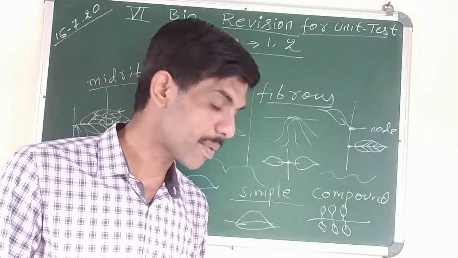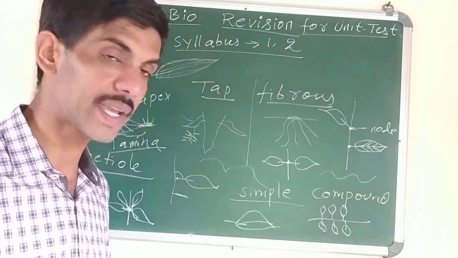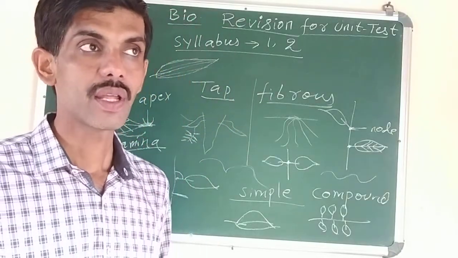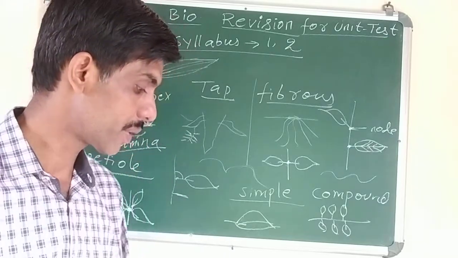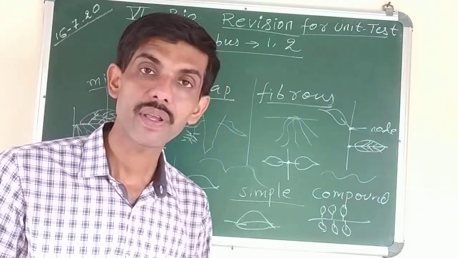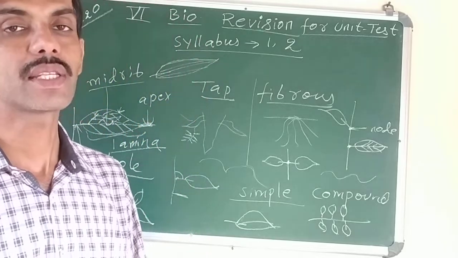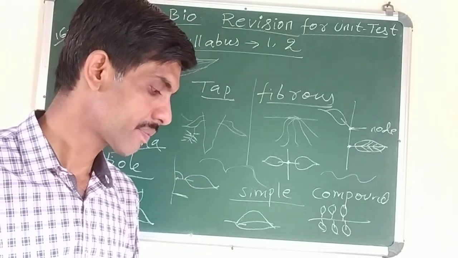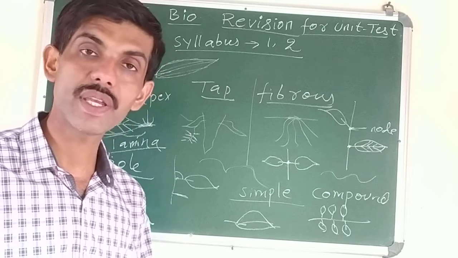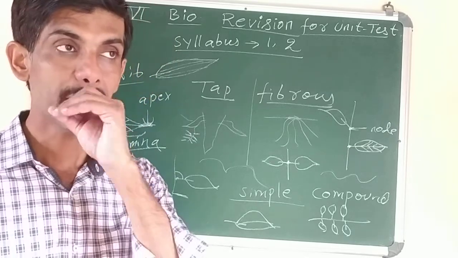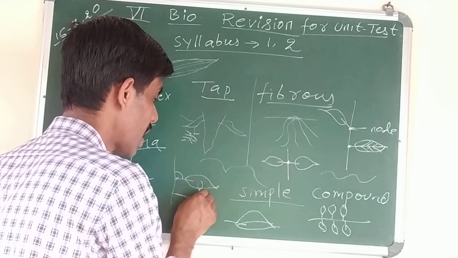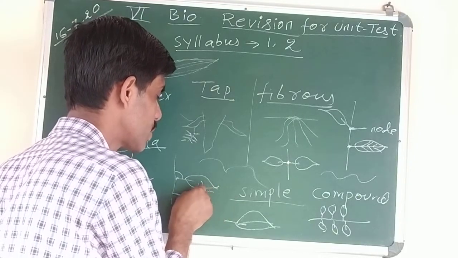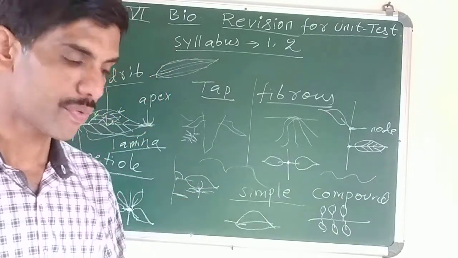Then some leaves are modified to store food, like in case of onion, it is the fleshy scale leaves which help to store food. Then leaf is modified for eating insects also, like in insectivorous plants. And leaves are also used for vegetative propagation, that is, from the surface of leaves many new baby plants can grow, and these can germinate into a new plant, like bryophyllum.